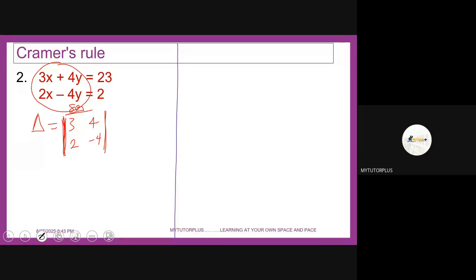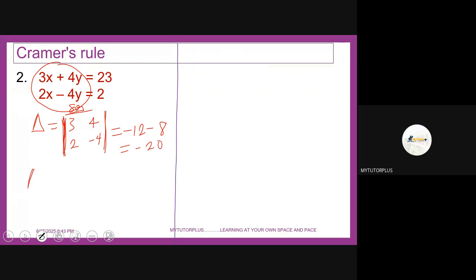So from this, what I'm going to have will be 3 times minus 4. That will give us minus 12, right? Then minus 2 times 4. That will give us minus 8. Our final answer is going to be minus 20. Am I correct? Yes.